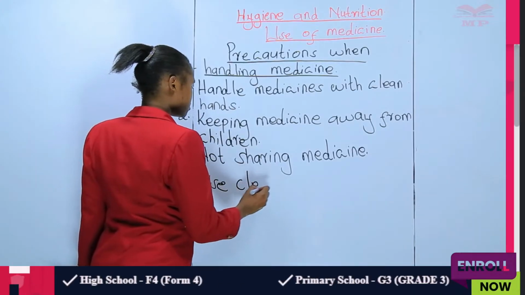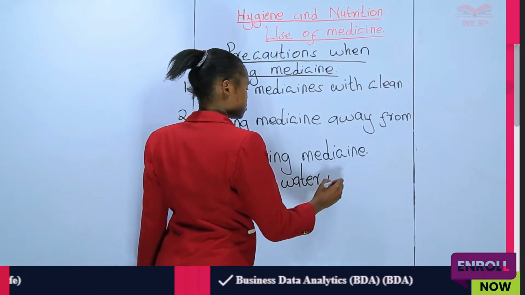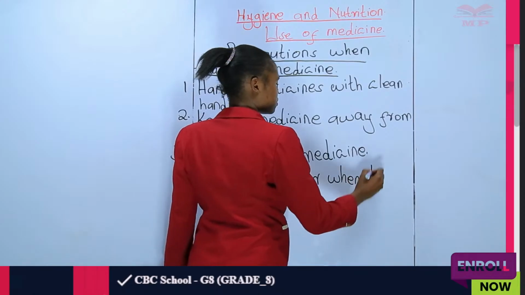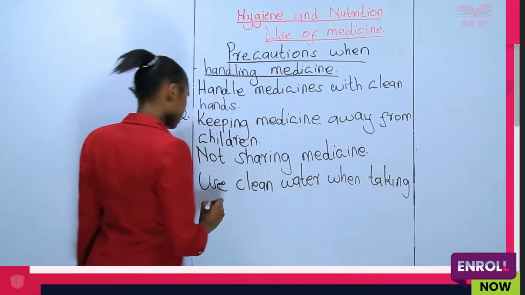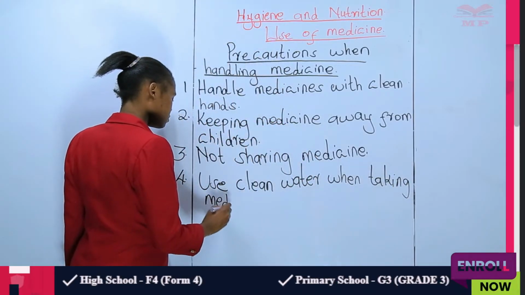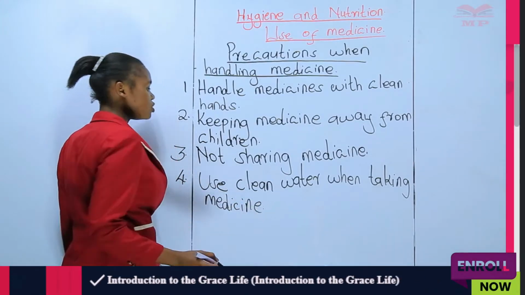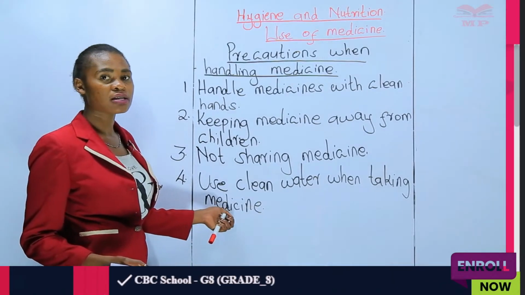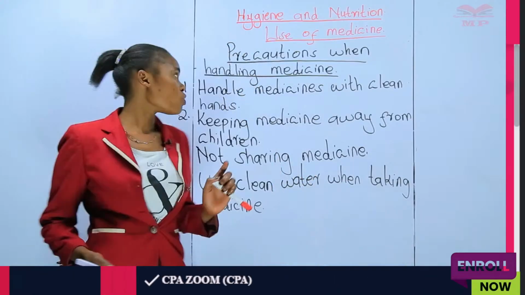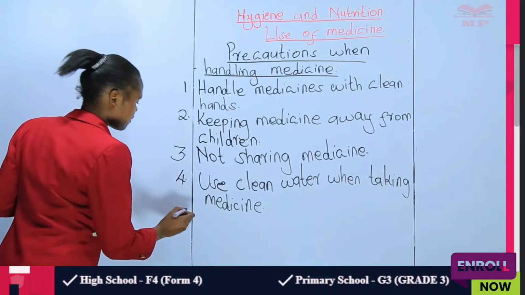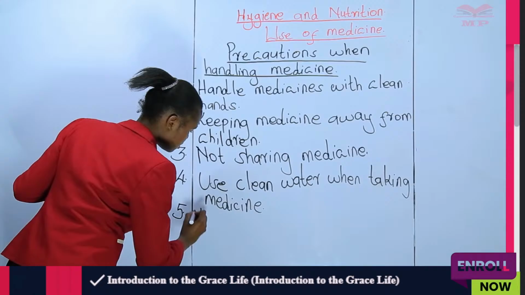Use clean water when taking medicine. If you are supposed to swallow your medicine, make sure that you are using clean water. Another precaution when handling medicine, number 5, is taking the dosage as prescribed.